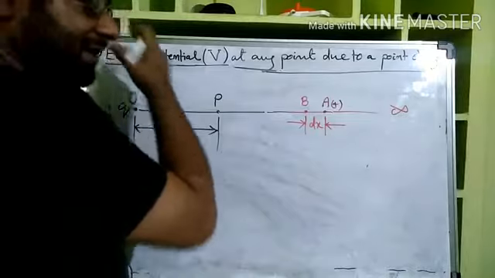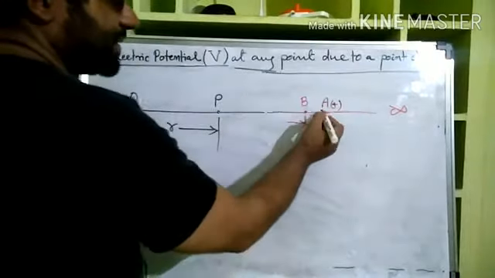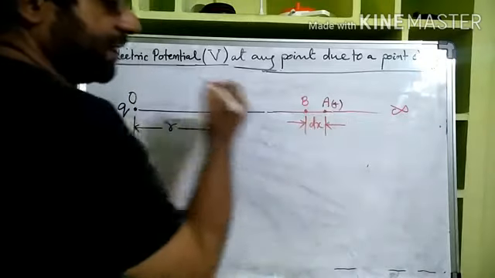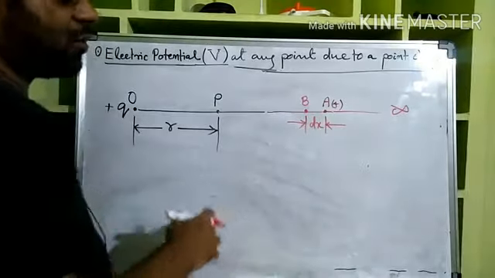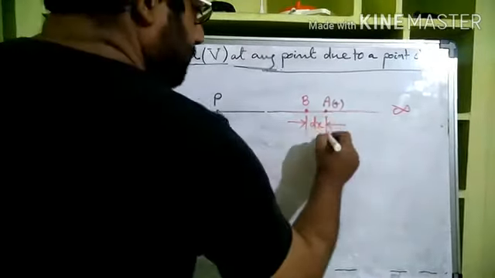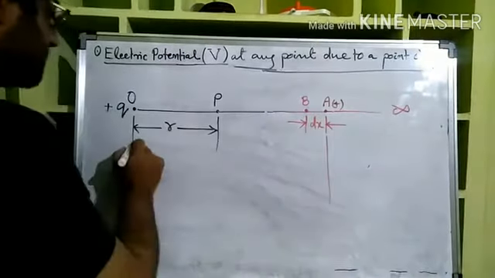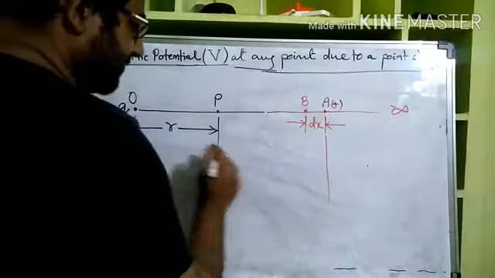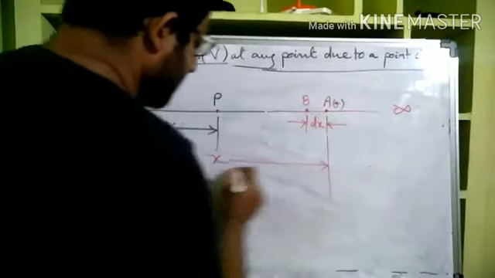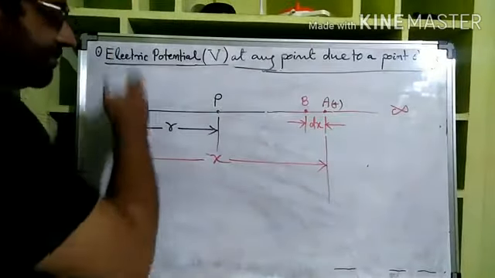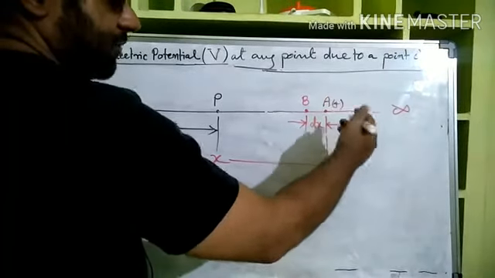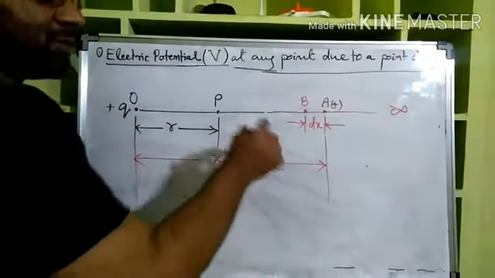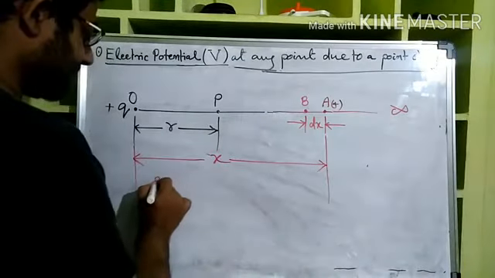And what is the integration technique? We are considering a small work done in moving the charge from A to B through dx distance. So let us take some assumptions. A is any point, x is the variable. Let us say that A is at any distance x from the charge Q. And from there, just to move a little distance dx, what is the work done, that we are calculating?